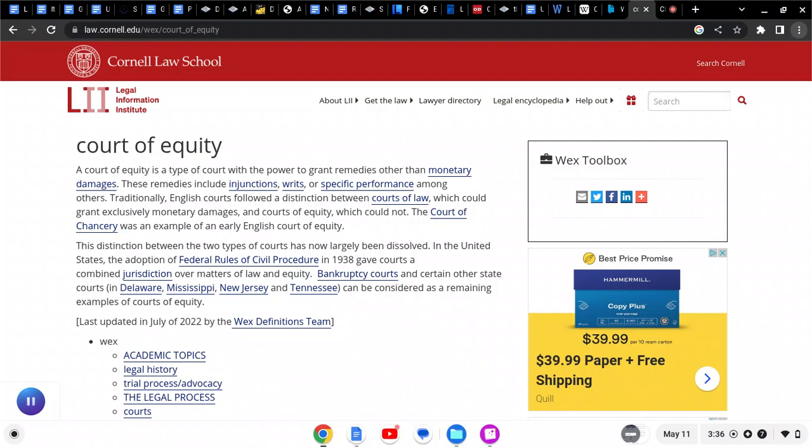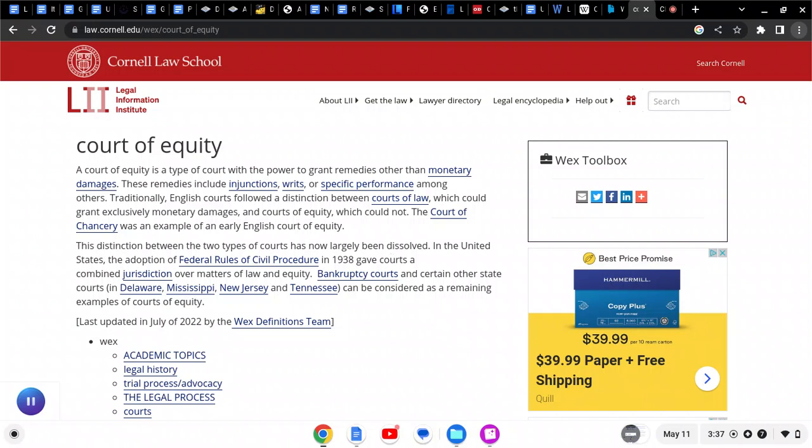In courts of equity, the judges are not called judges. They're called chancellors. That's what they're called. When you file a bill in equity, which is a complaint, the pleading in equity is called a bill in equity. That's the initial pleading that invokes the court's jurisdiction. Anyway, the distinction between the two types of courts has now largely been dissolved.